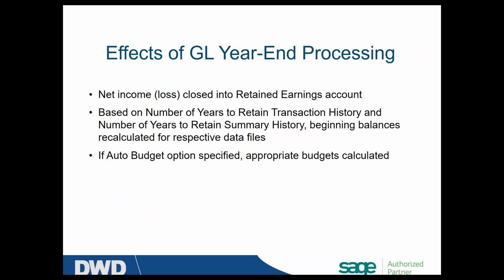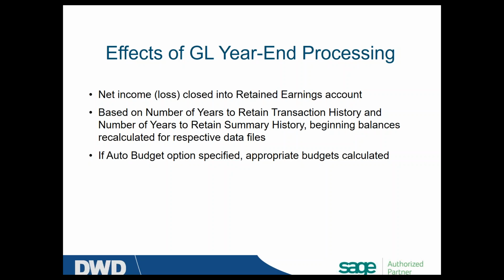What happens when we do our year-end processing? Well, when we get to the end of our fiscal year, the net income or loss from your activity gets closed into your retained earnings account. So Sage does a behind-the-scenes entry that we don't really see, but we know that it has happened, and it takes that net profit or loss and dumps it into the retained earnings so that your future balance sheet will show that reflected. Based on the number of years to retain transaction or summary history, beginning balances will get recalculated.